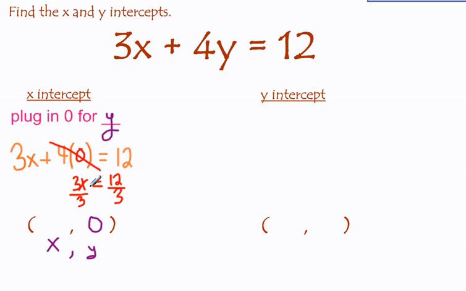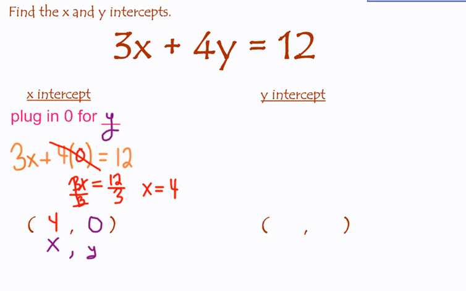And I'll find, once this becomes a coefficient of 1, that 1x, or just x, equals, what is 12 divided by 3? It is 4. So here is my x-intercept. My x-intercept is (4, 0).